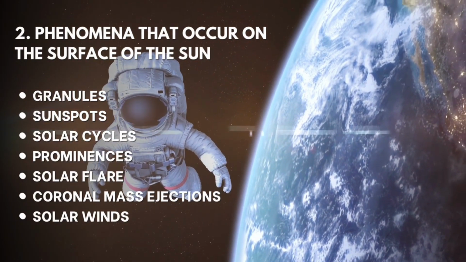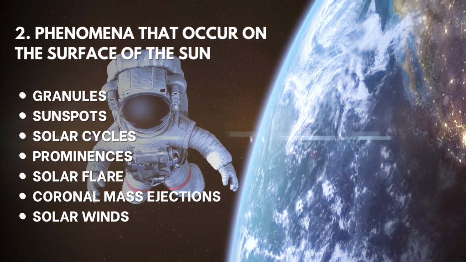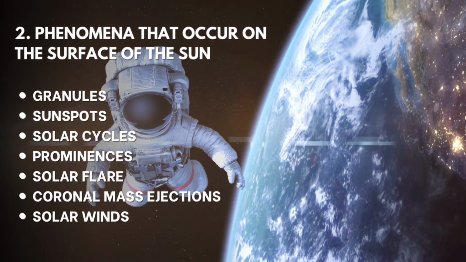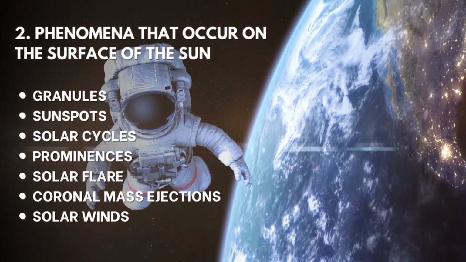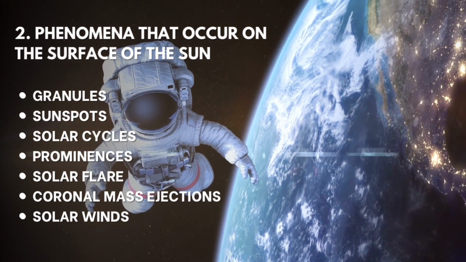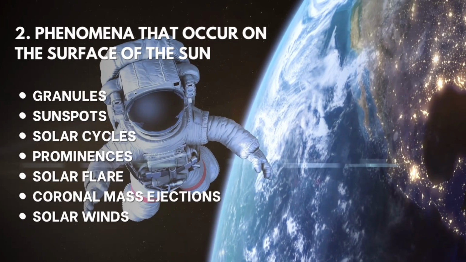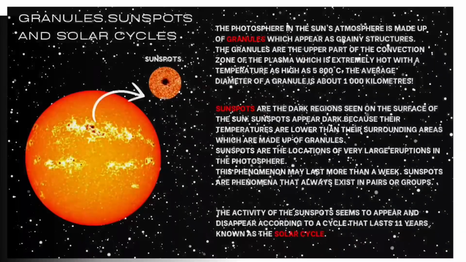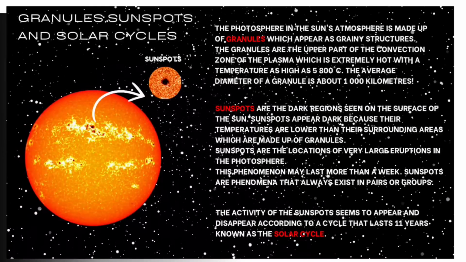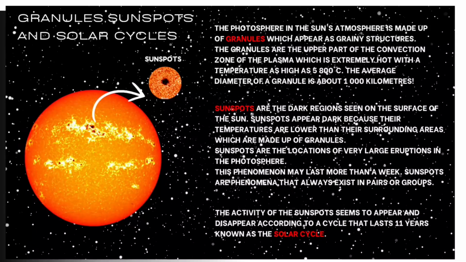Number 2, phenomena that occur on the surface of the sun. There are a few phenomena such as granules, sunspots, solar cycles, prominence, solar flare, coronal mass ejection, and solar wind. Firstly, I will be explaining about the granule, sunspot, and solar cycle.